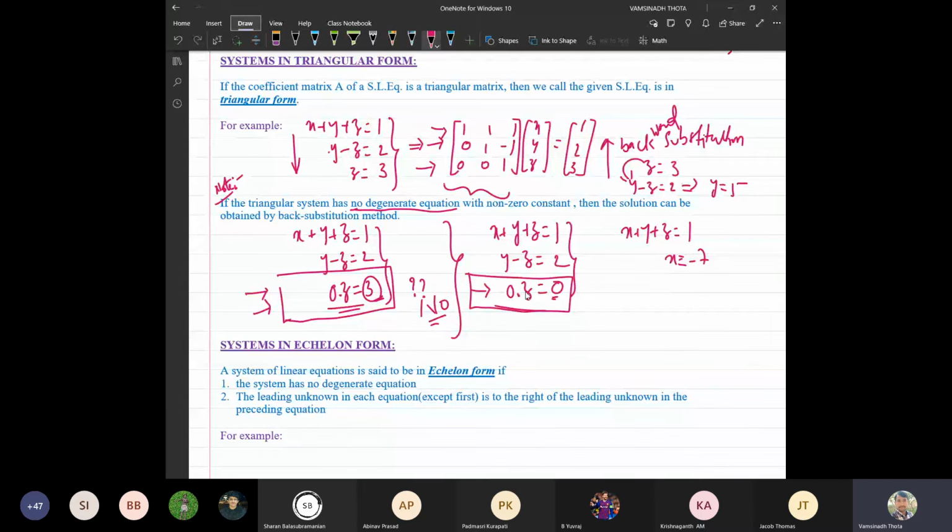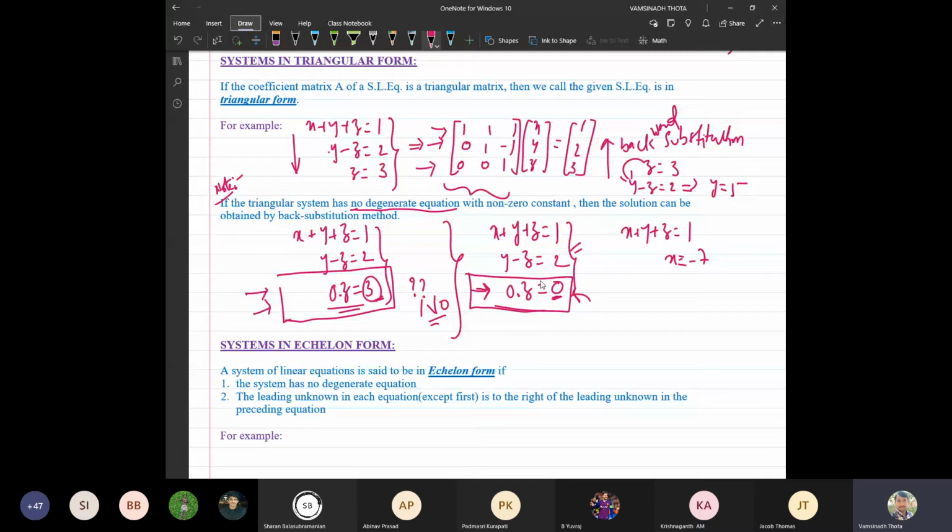Why? Because if the constant term in the degenerate equation is 0, then any choice will become a solution. Yes, now we can take z as a parameter, and then we can find the solution for the remaining equations, which will also be a solution for this equation. Because this degenerate equation with the 0 coefficient will accept any value. So that is the explanation for this statement.